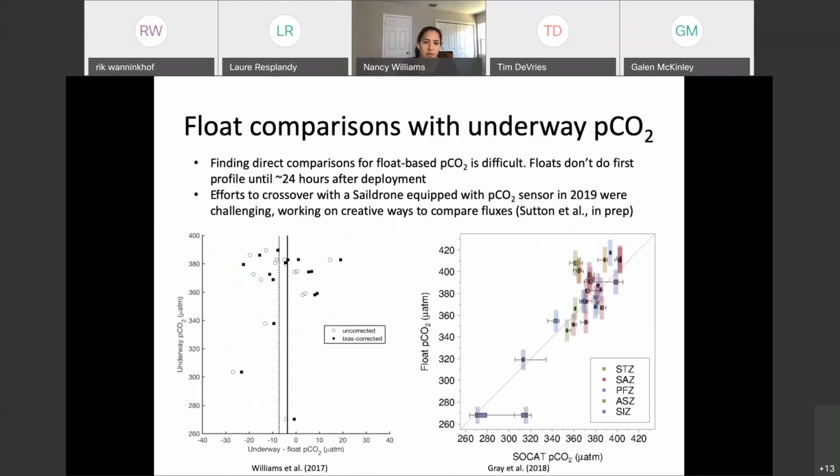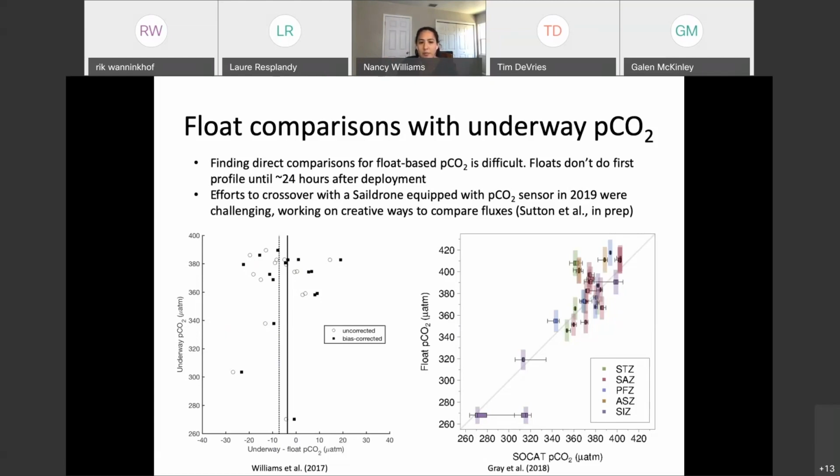And I just want to point out that there have been efforts to do crossovers with floats, or more accurately, the ships that are deploying the floats often have an underway pCO2 system on board. But it's not straightforward to compare those underway data with the floats, because the floats typically go down and don't do their first profile until about a day after deployment. So you're not really comparing the same water mass exactly.